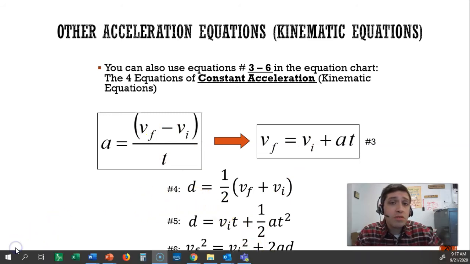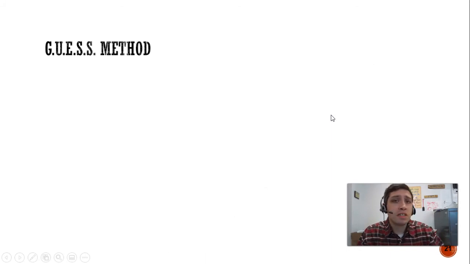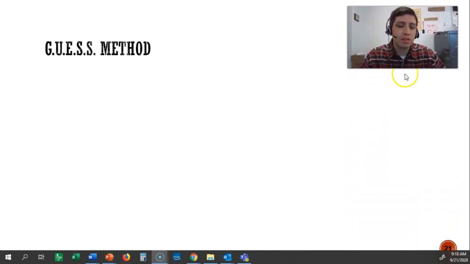Now, before I show you the equation chart where all of these equations are listed, because you do not have to memorize these, I want to take you through the GUESS method. Some of you heard this in class, but I want to make sure that we all understand this method of solving problems. It doesn't mean take a wild guess. That's not what this means when we say use the GUESS method.